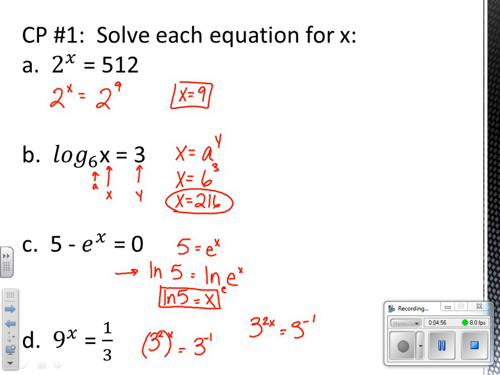Now I've got that match. I've got the big 3's. So 2x must equal negative 1. Divide both sides by 2. I'm running out of room. And I solve my equation, x equals negative 1/2.